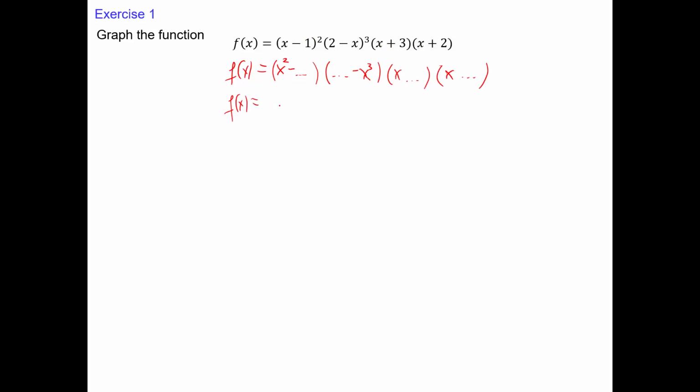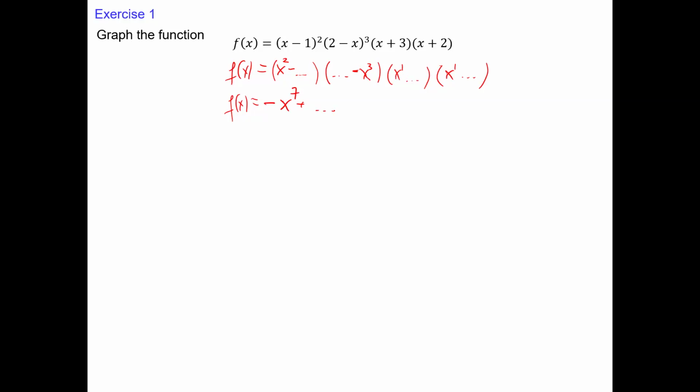When we multiply everything, it is positive x squared, negative x cubed, positive x, so the leading coefficient will be negative, and then x to the power of 2, 3, 1, and 1. When we are multiplying, we add exponents: 5, 6, 7, and then the rest of the terms. Am I right? 5, 6, 7. Okay, that's the leading term and leading coefficient.